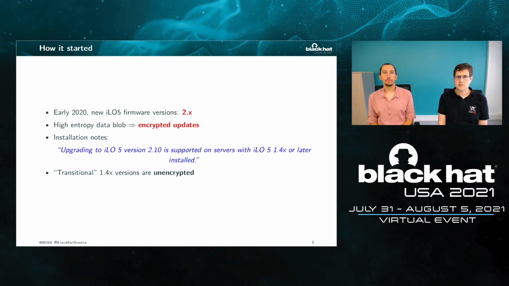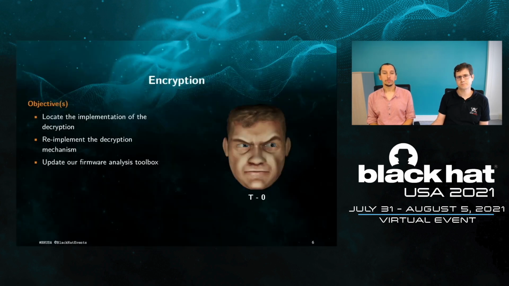So how did this new study start? Back in early 2020, new iLO5 firmware versions appeared, versions 2.x. When we downloaded these new firmware versions, we thought they were in fact high entropy data blobs, so it seems that these new updates were encrypted. While looking at the installation notes, we saw that to upgrade to these new versions, we first had to install iLO5 version 1.4x. So it seems that these firmware versions were transitional versions, and fortunately they are unencrypted, so we could start studying them to understand the new format.